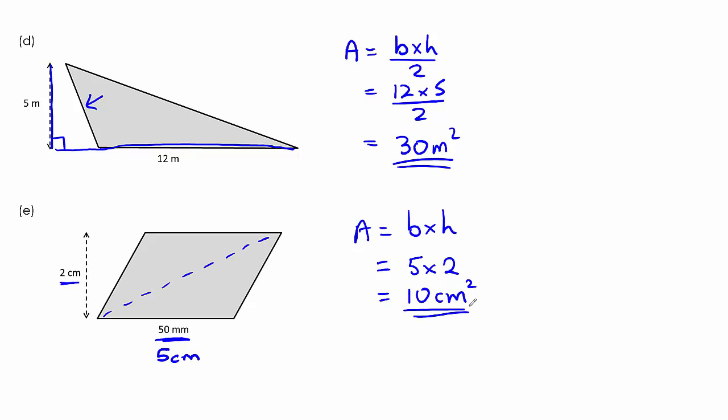Let's suppose instead, and I'll go for a different color for this, that we wanted it in millimeters. So we'd stick with the 50 millimeters here, and the 2 centimeters would become 20 millimeters. And then the area would be base times height, but this time it would be 50 times 20. We'd use the lengths in millimeters, and that would be 1000 millimeters squared, or square millimeters.